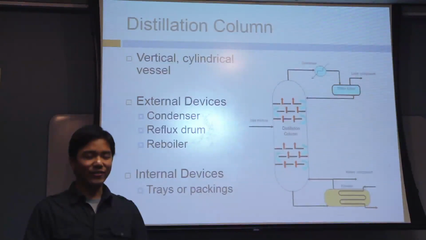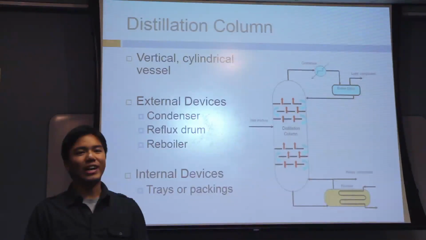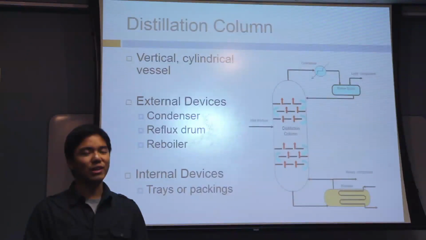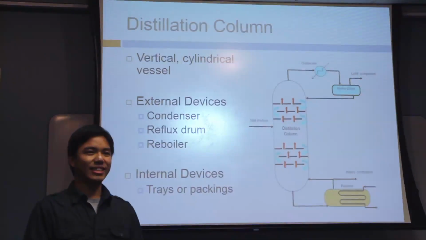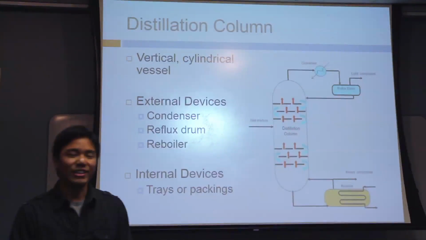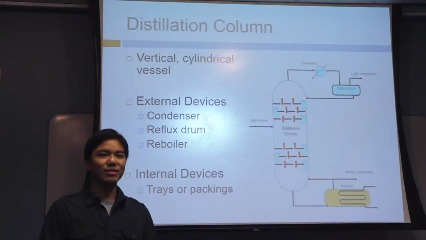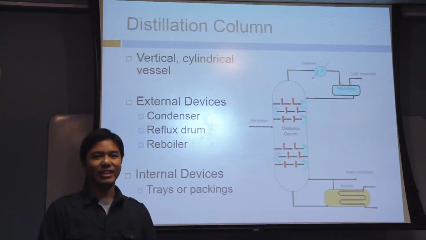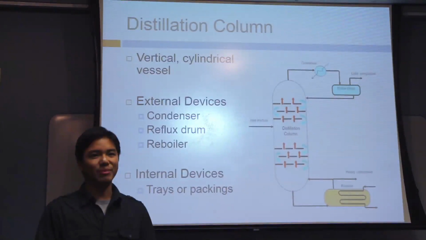How it works is that a feed stream comes in and will either rise or descend depending on the phases. A liquid will descend towards the bottom while a vapor rises towards the top. A reboiler is used to evaporate the liquid stream into a vapor, while a condenser is used to condense the vapor back into a liquid to be collected. There are internal devices within the column, and they are trays and packings, and this presentation is going to elaborate more on that.